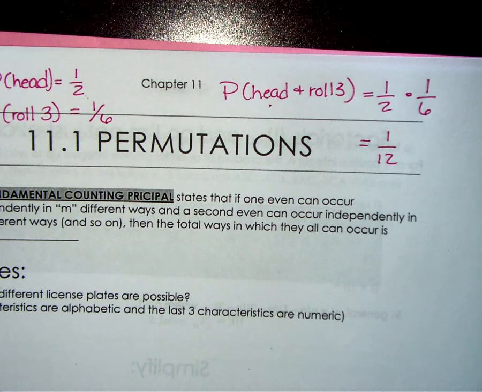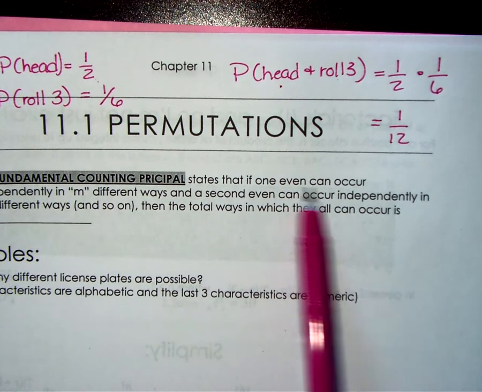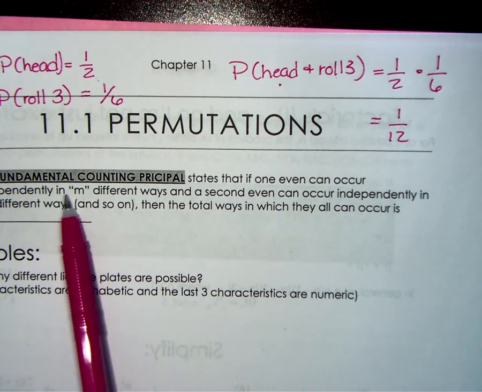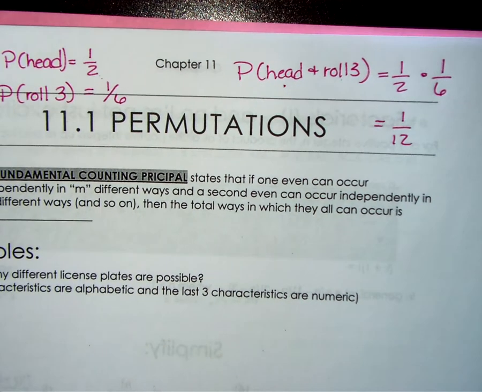The reason they're independent is they don't affect each other. If I roll a 3, we don't scratch out the 3 on the die. The 3 still stays, so the next time I roll, the probability of rolling a 3 is the same. Those are called independent events. So if one event can occur in m different ways, a second can occur in n different ways.